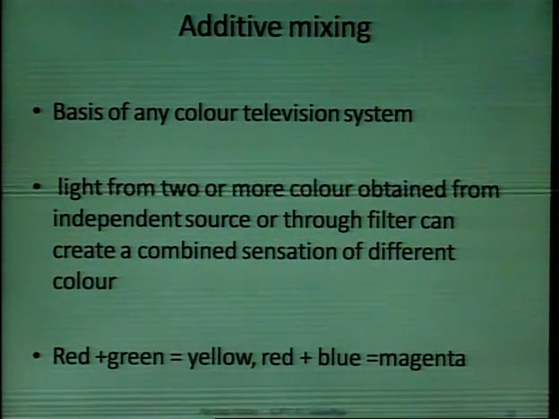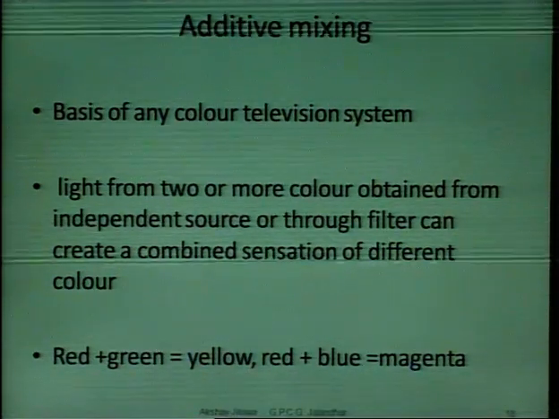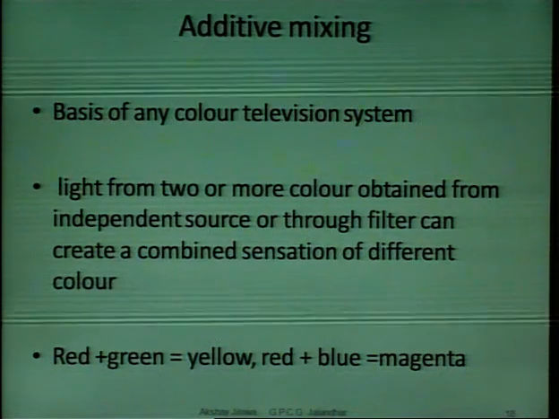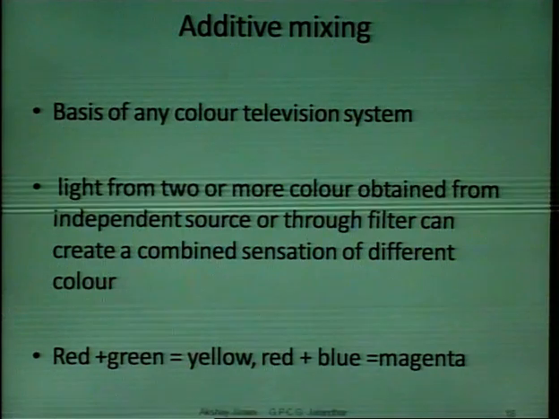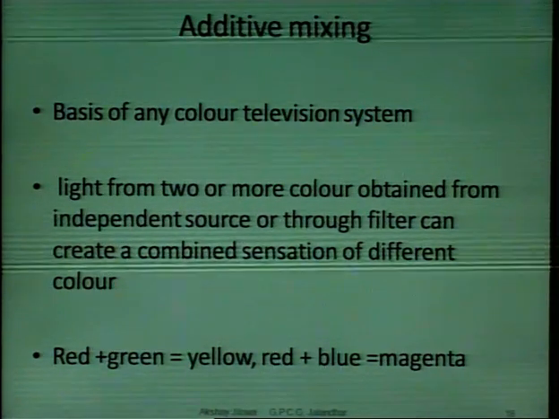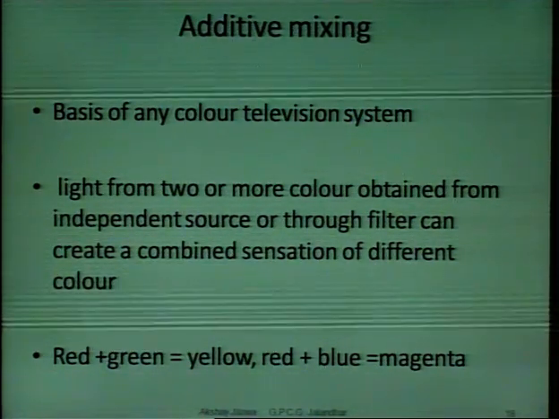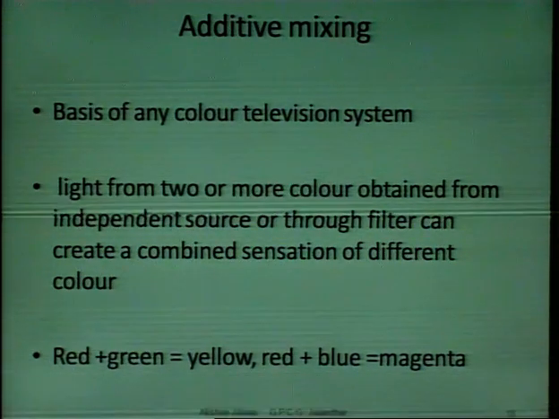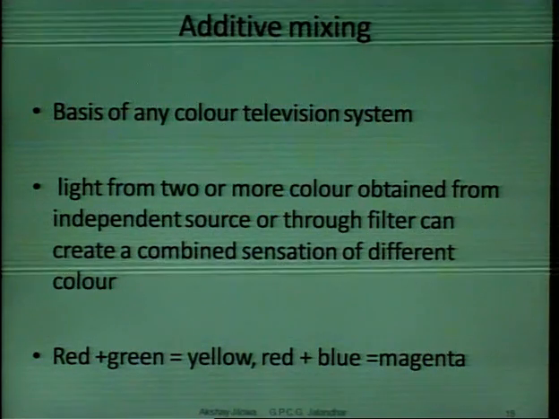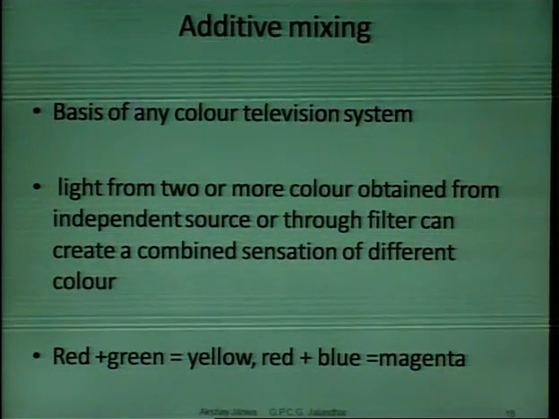Additive color mixing, the basis of any color television system, is additive color mixing. Light from two or more colors obtained from independent sources or through filters can create a combined sensation of a different color. This means if red and green are mixed, you will see yellow; if red and blue are mixed, you will see magenta.